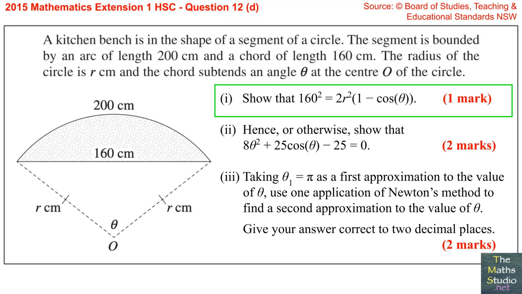Question 12, Part D. A kitchen bench is in the shape of a segment of a circle. The segment is bounded by an arc of length 200 centimeters and a chord of length 160 centimeters. The radius of the circle is r centimeters and the chord subtends an angle theta at the center O of the circle. Part 1. Show that 160 squared equals 2r squared times (1 minus cos theta).